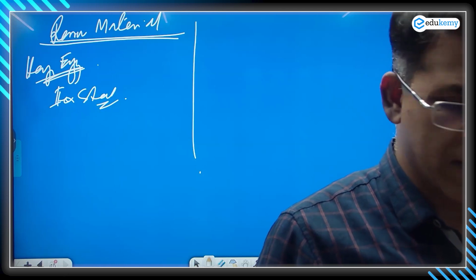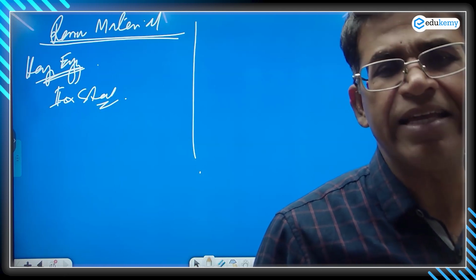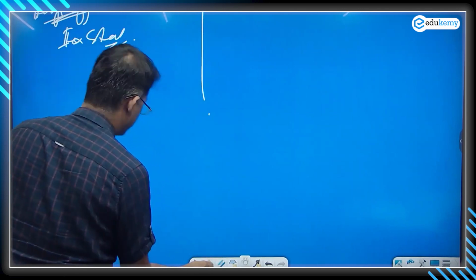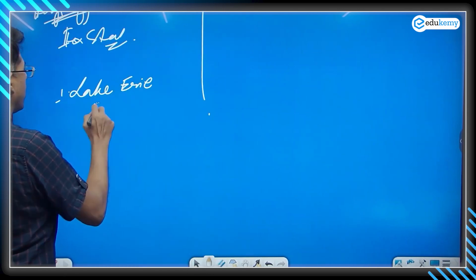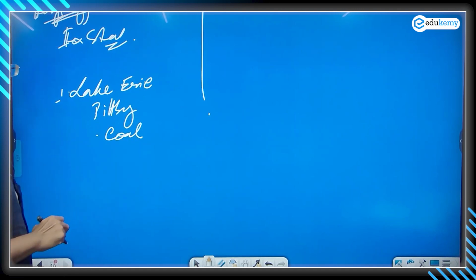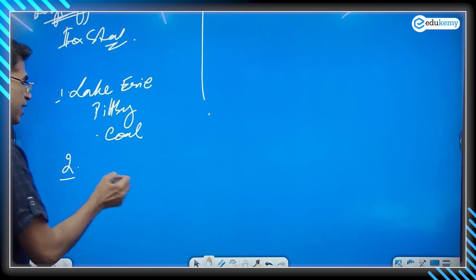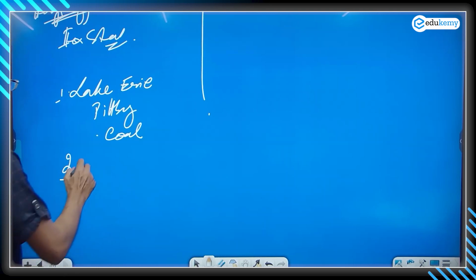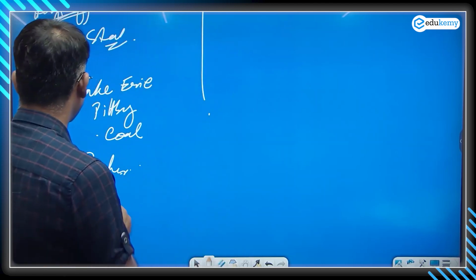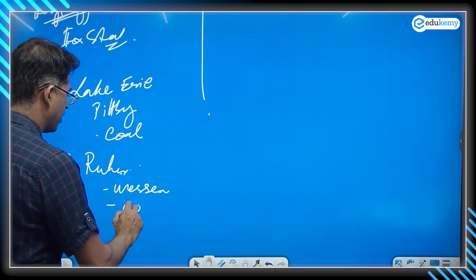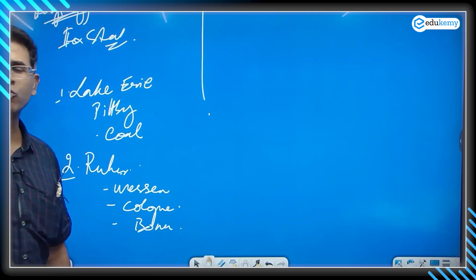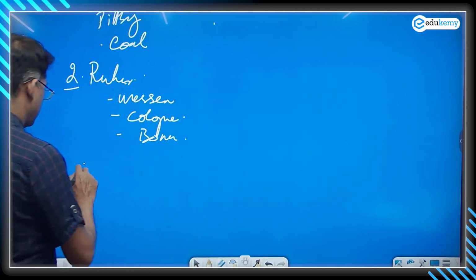One is the Lake Erie region, Pittsburgh, because of Appalachian coal. This is one heavy engineering region. The second region is the Ruhr Valley, Germany. Places like Wesen, places like Cologne, places like Bonn. They are Ruhr Valley based, coal based.